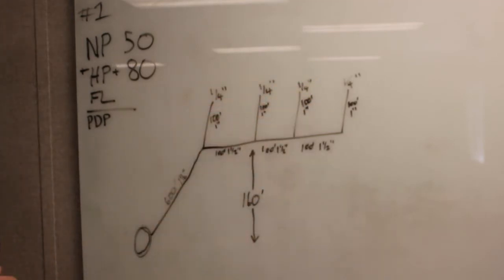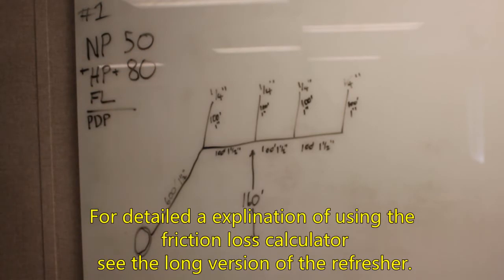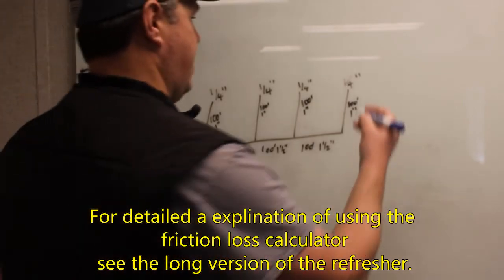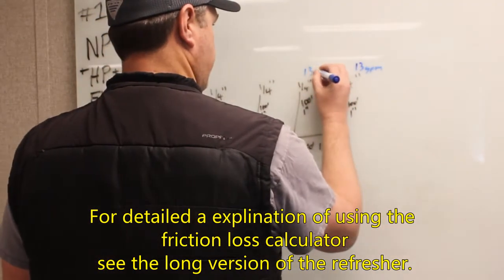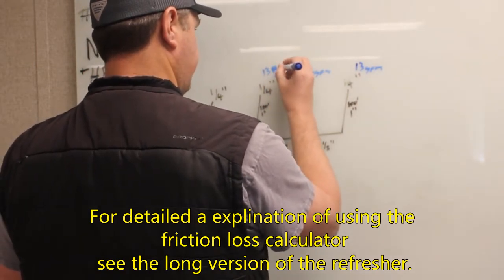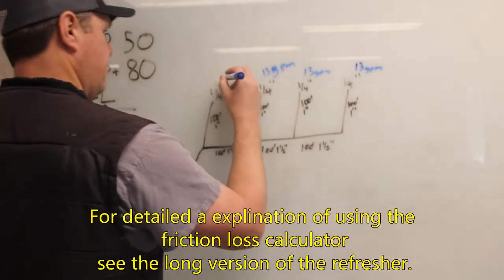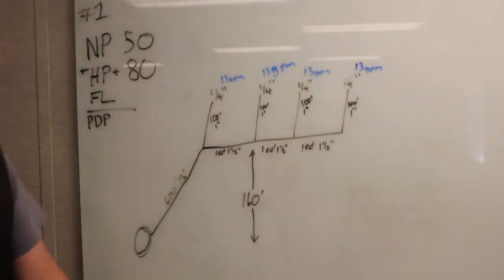What does a quarter-inch tip flow for volume? At 50 psi, because that's the nozzle pressure we want for a tip. What does a quarter-inch tip produce? 13 gallons per minute. So I'm just going to write that up here. 13 GPM. I use blue just because it makes it easier for everyone else to see. So that's what each one of those tips is flowing.